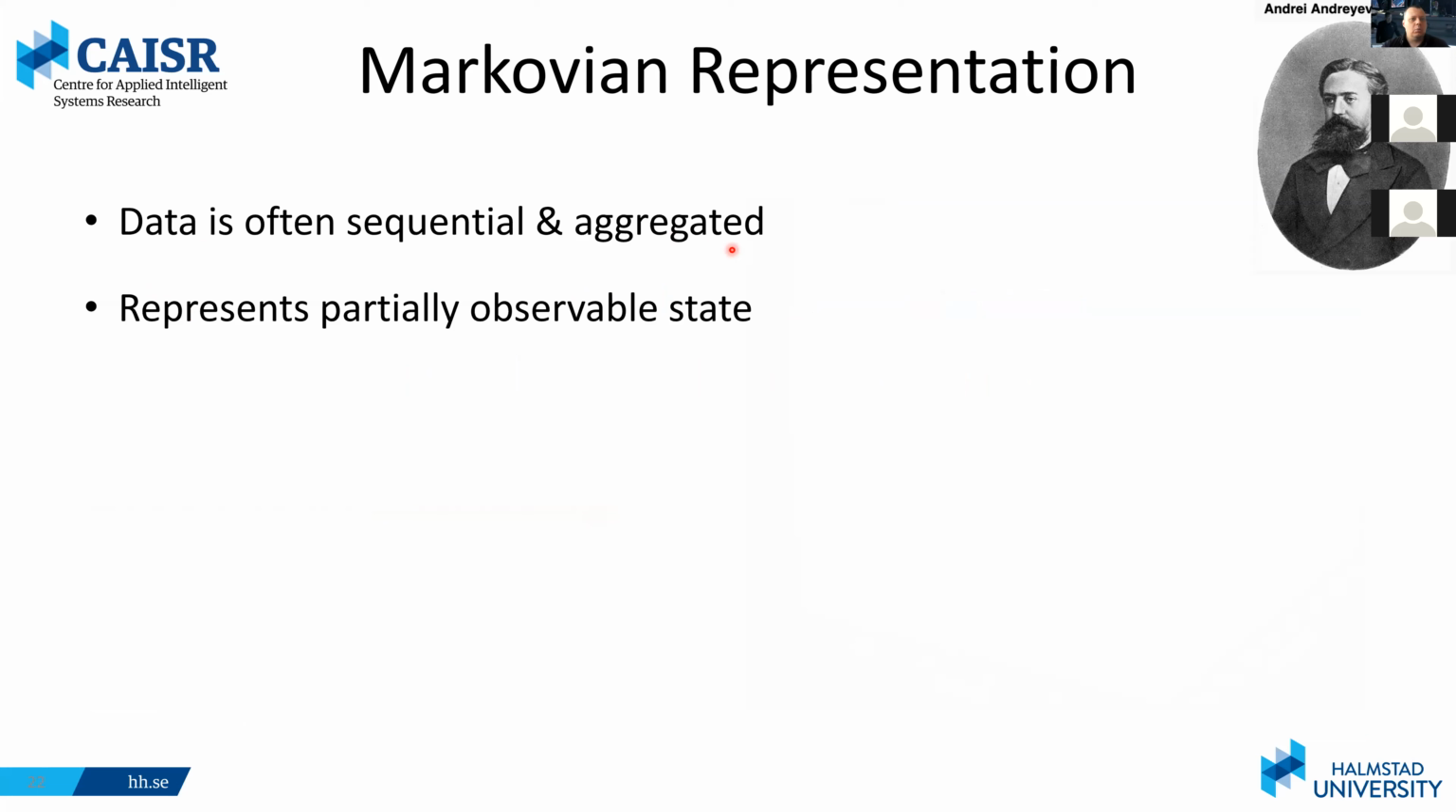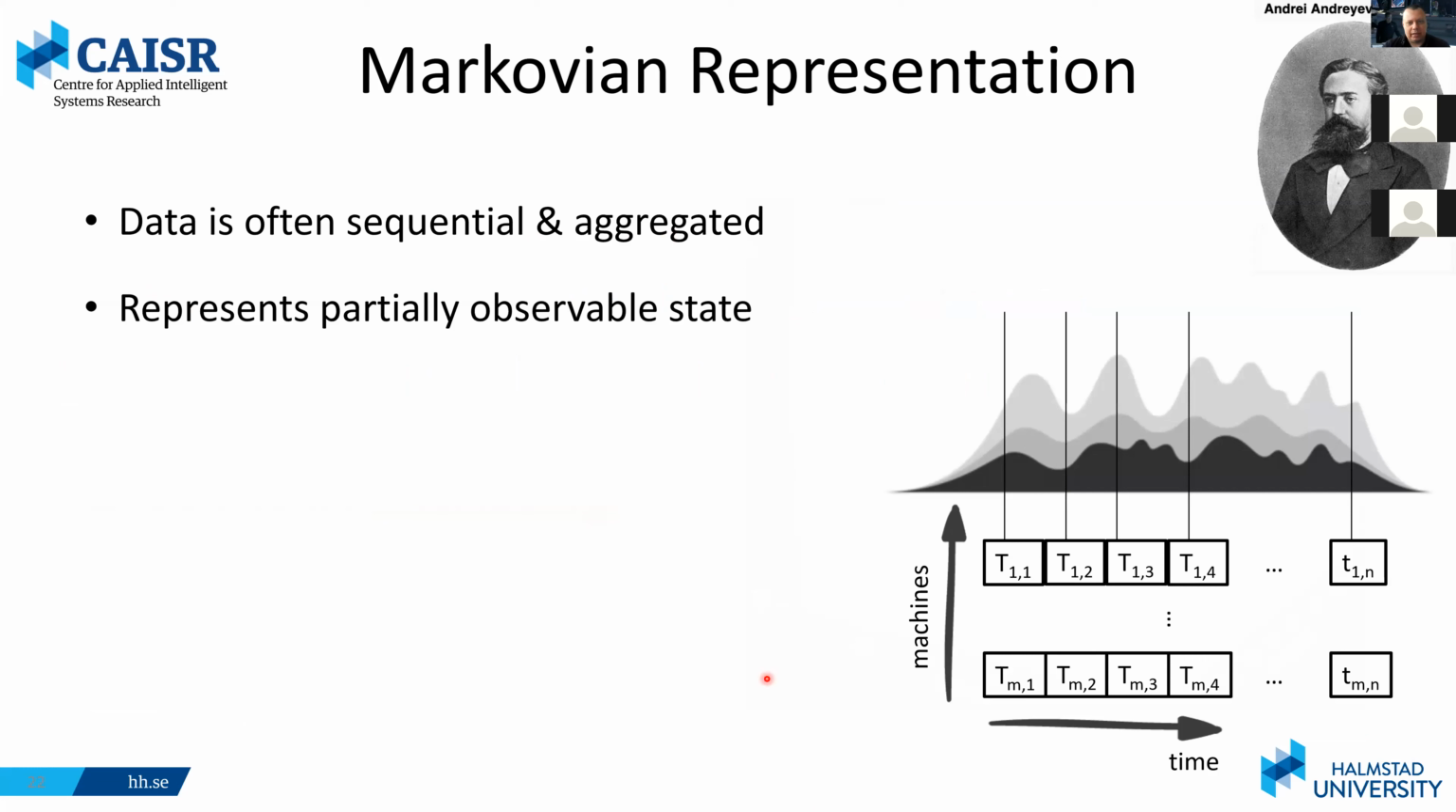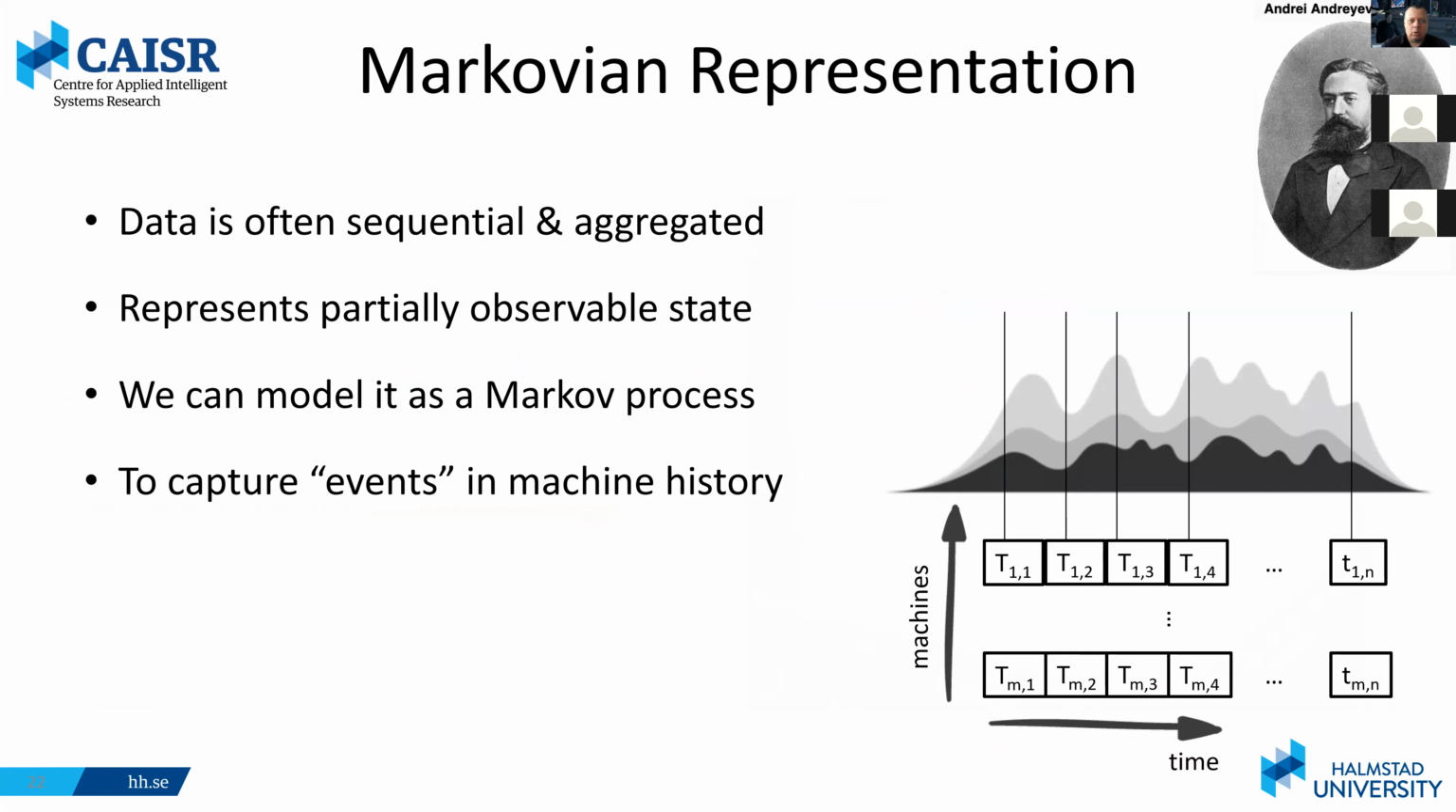Now, what would be potentially interesting to do is we could model this vehicle as a Markov process and try to capture different events in this machine's history. So we basically want to say that there are certain either types of behavior or things that happened to this machine that are common for the whole fleet.